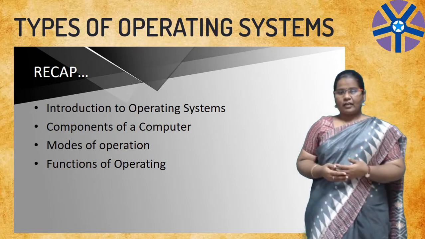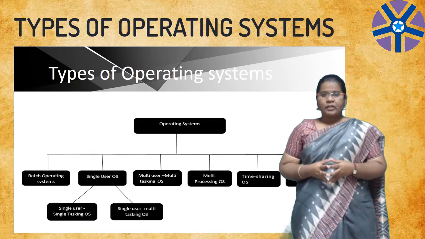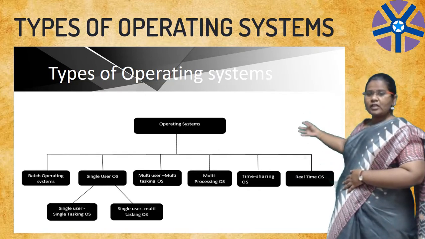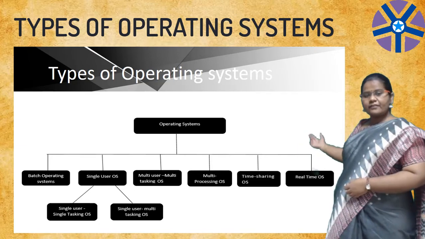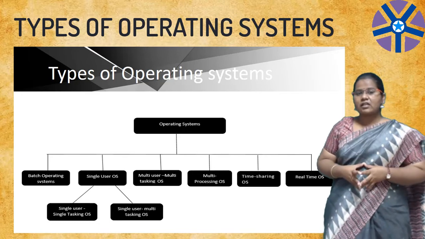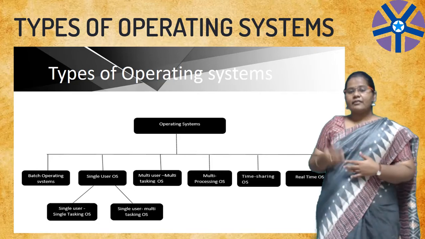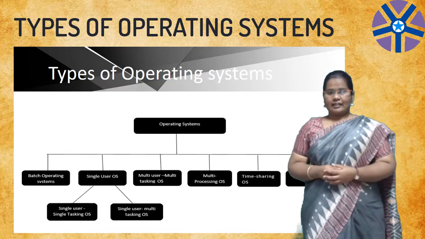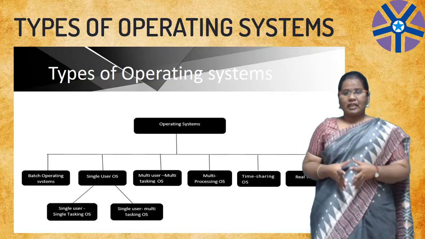So in this lecture, we will be seeing about the types of operating systems. You can see on the screen, the operating system is broadly divided into 6 categories. First is the batch operating system, and then we have single user operating systems, in which single user single tasking is one type, and the single user multitasking operating system. Then we have multi-user multitasking, multi-processing, time sharing, and real-time operating systems. Now let us see each and every type of operating system in detail.